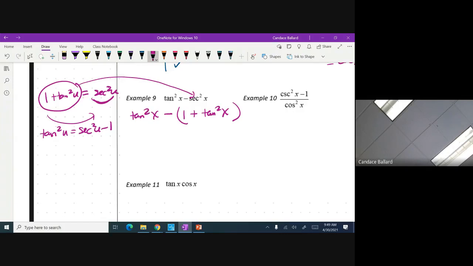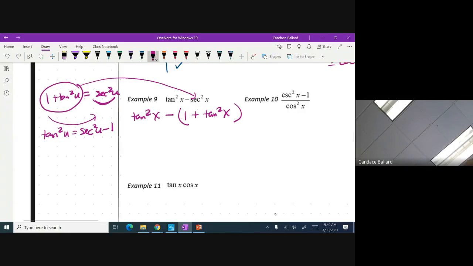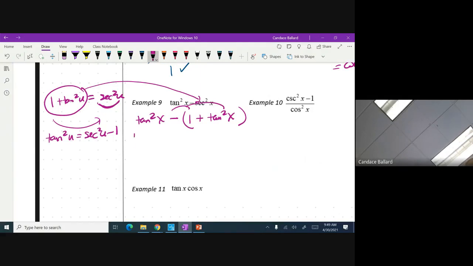Okay, we're seeing our distribute coming in. Good. So we've got tangent squared x minus 1 minus tangent squared x. Now we are back into good old combining like terms. How nice is that? We're doing some awesome trig here, and we're combining our like terms together. This one and this one cancel, don't they? So my final answer is -1.